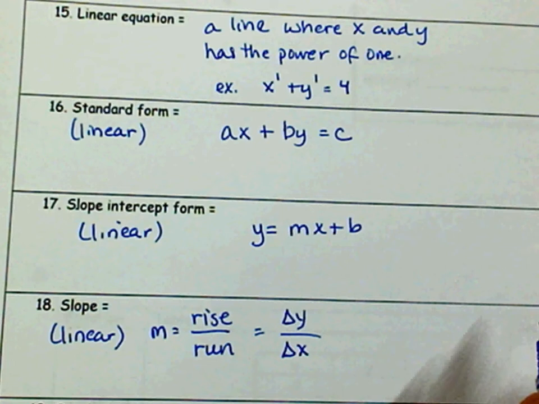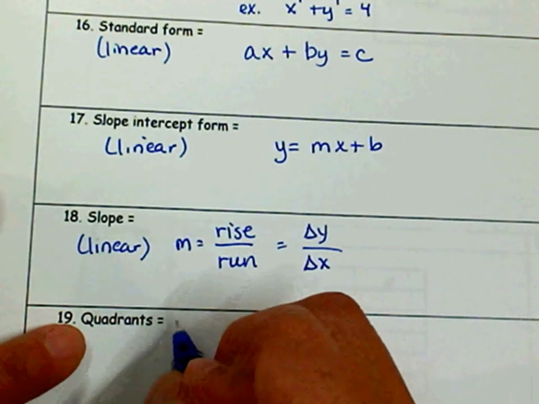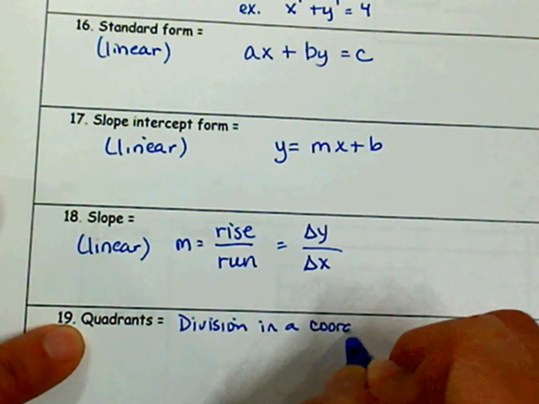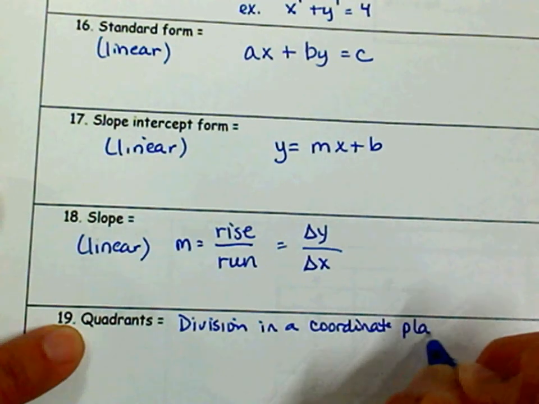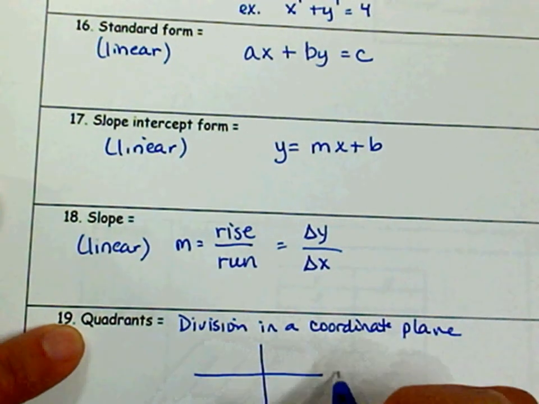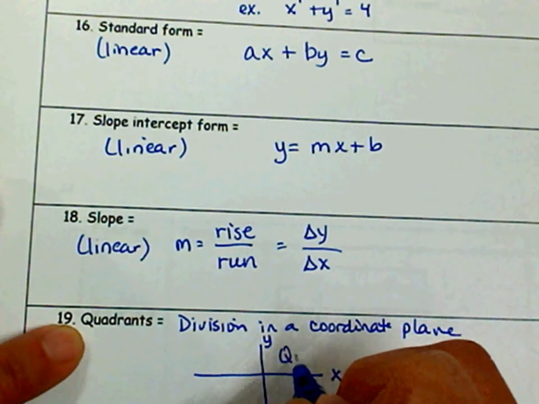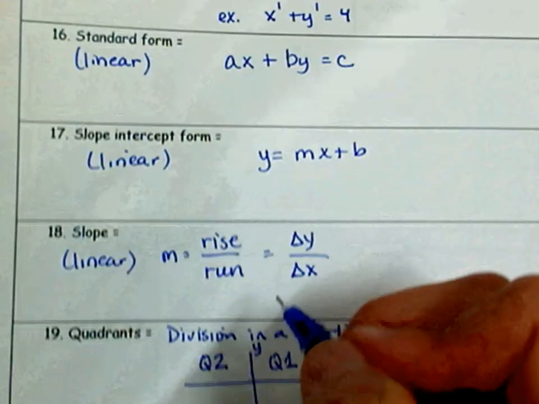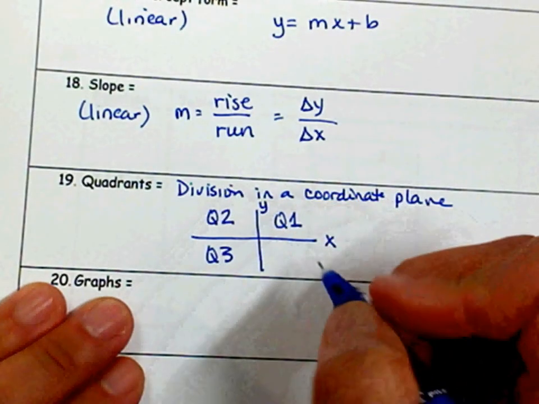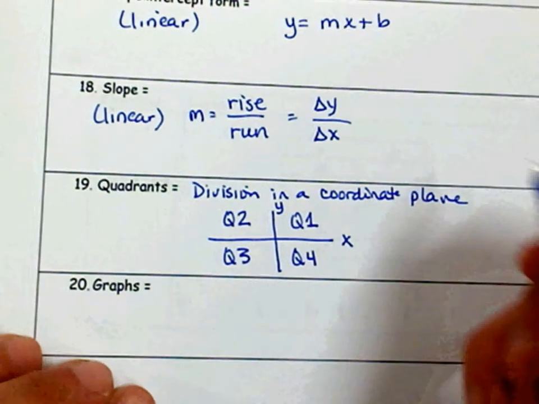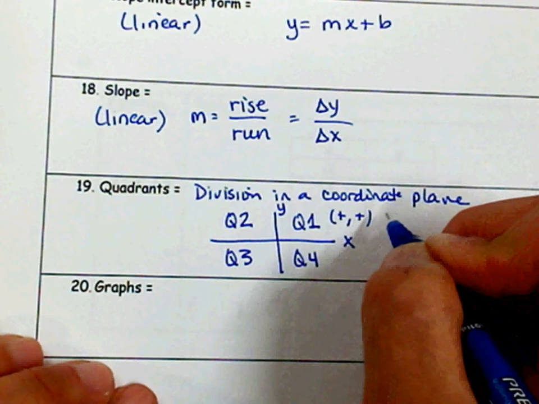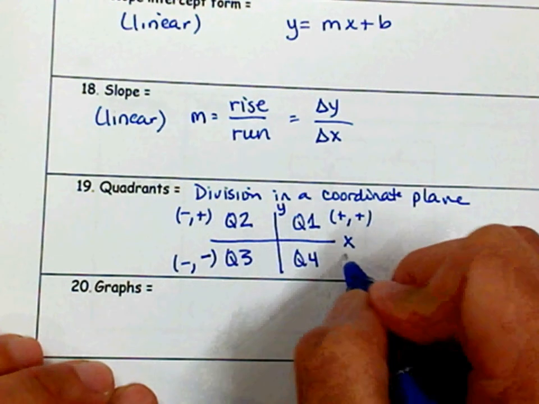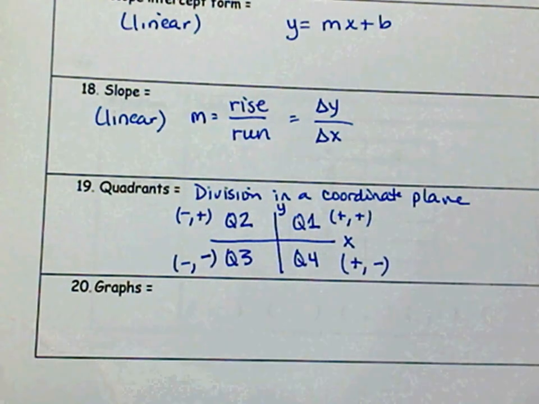Quadrants. A quadrant is a division in a coordinate plane. If I have an X and a Y, this is quadrant 1, quadrant 2, quadrant 3, quadrant 4. Quadrant 1 is positive, positive. Quadrant 2 is negative, positive. Quadrant 3 is all negative, and quadrant 4 is positive, negative. That's how you usually have your X and your Y.